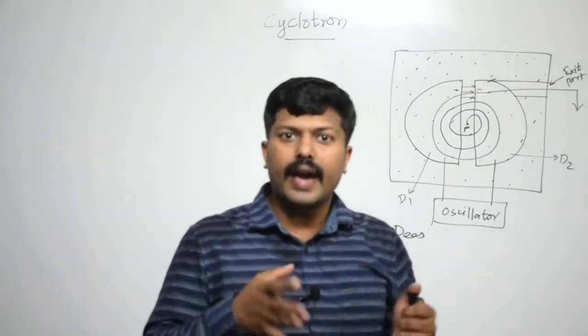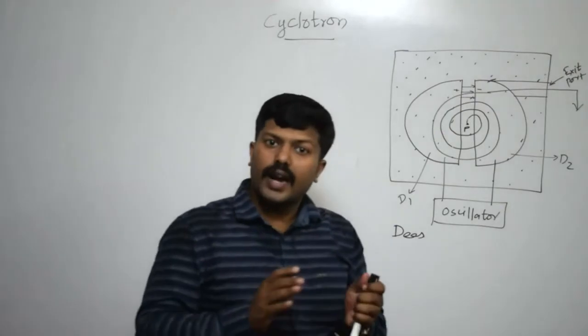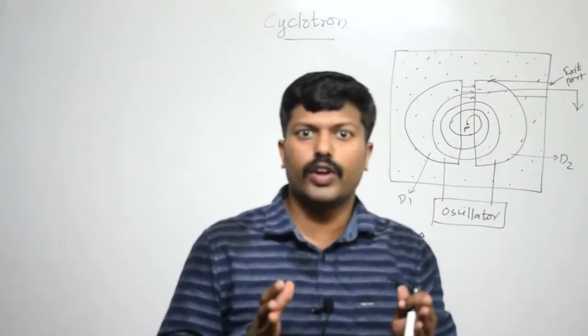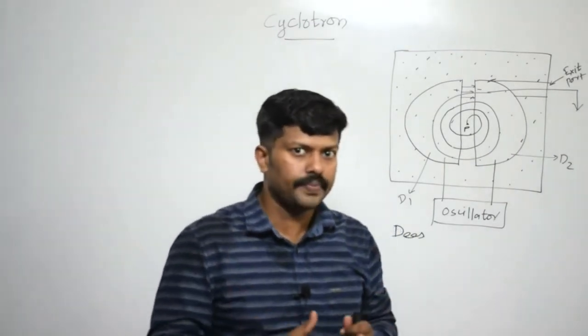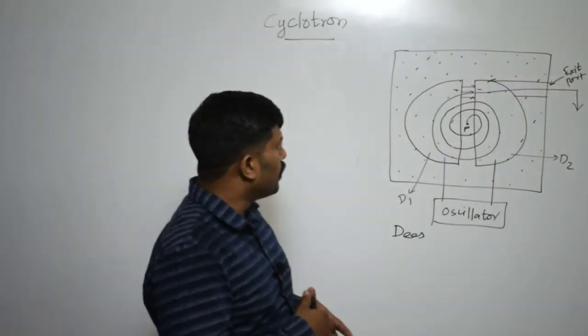Now speaking about the magnetic field. The magnetic field is applied perpendicular to the board, such that the electric field as well as the magnetic field are perpendicular to each other. That is very important. The electric field as well as the magnetic field are perpendicular to each other. Now about the next principle.